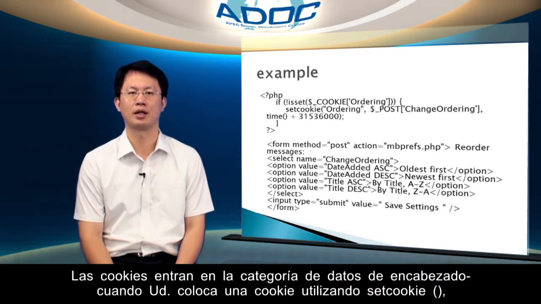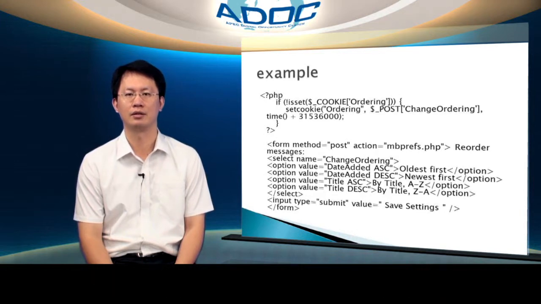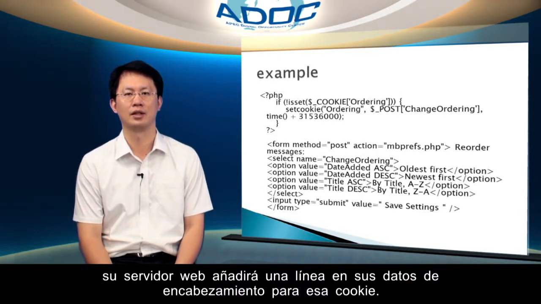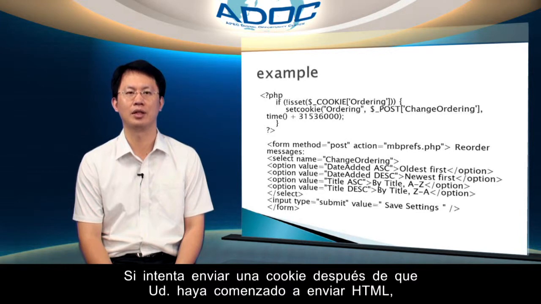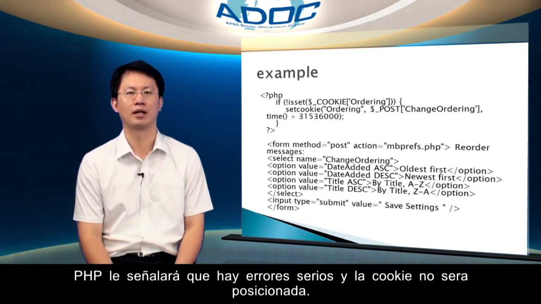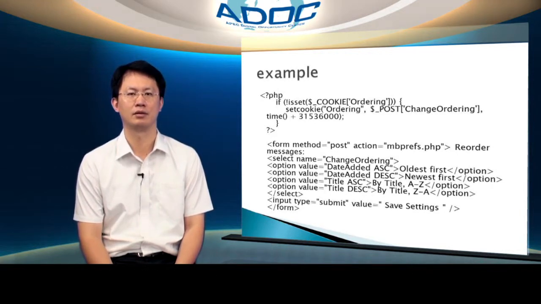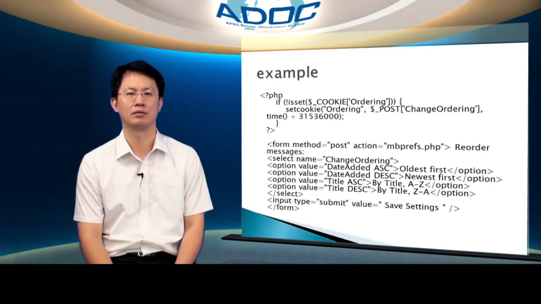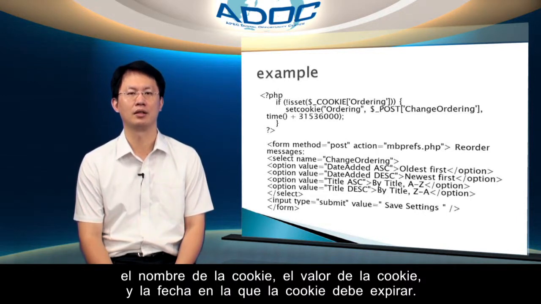Cookies come into the category of header data. When you set a cookie using setcookie, your web server adds a line in your header data for that cookie. If you try to send a cookie after you have started sending HTML, PHP will flag up serious errors and the cookie will not get placed. The setcookie function itself takes three main parameters: the name of the cookie, the value of the cookie, and the date the cookie should expire.